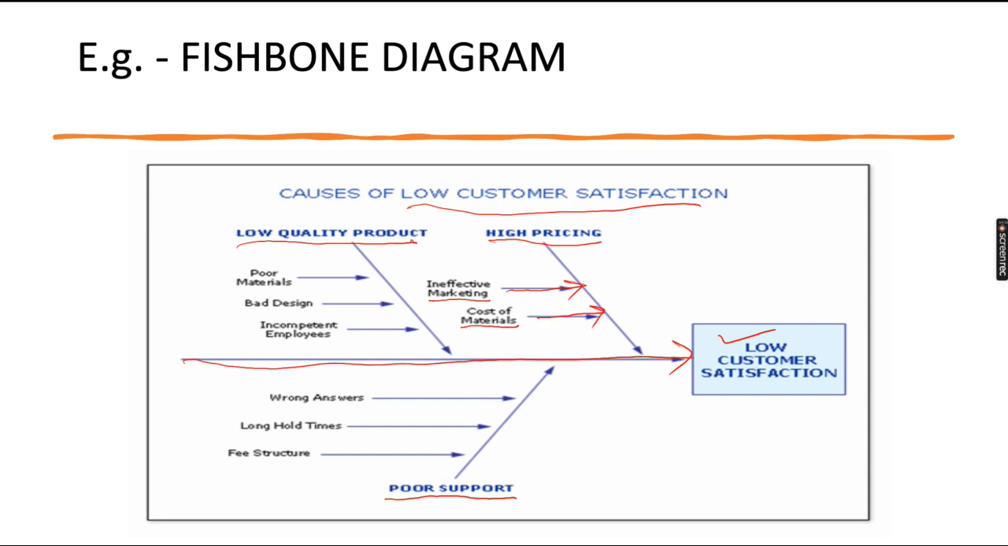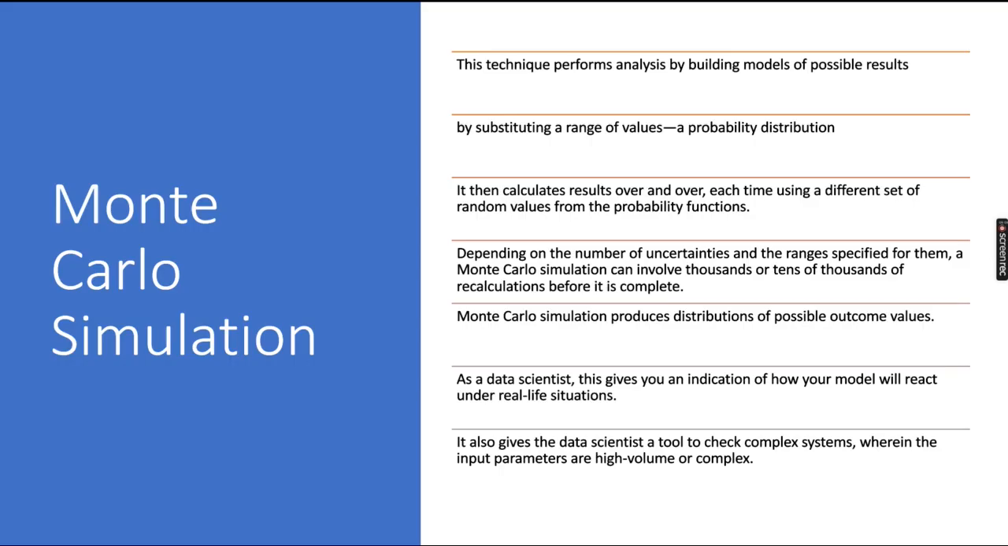Same way we have to go with the second cause, that is low quality product. The reasons for this may be poor material, second the bad design, and third the incompetent employees. The third cause is poor support. For this it might be wrong answers being given, or the FAQs are not proper, long hold time, or the fee structure is not proper. So we have to write the problem and we have to write its causes.